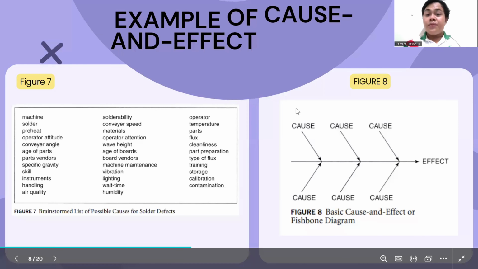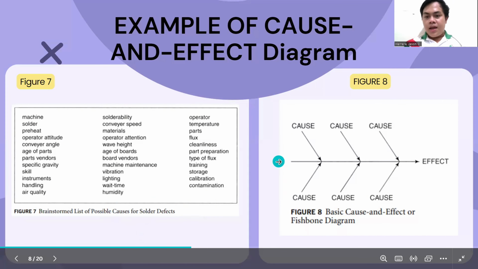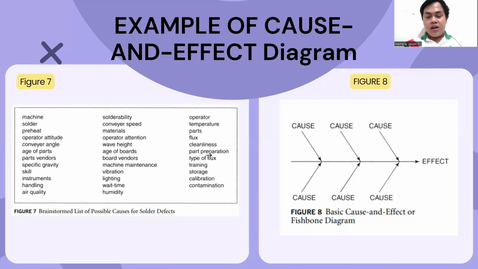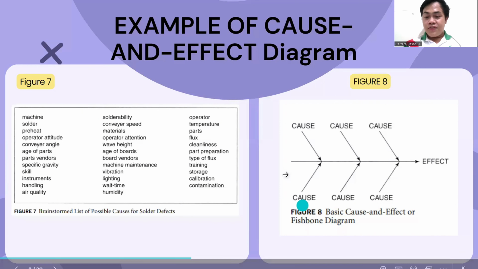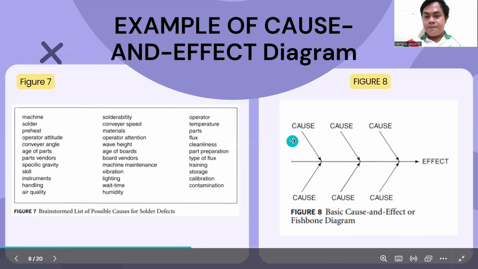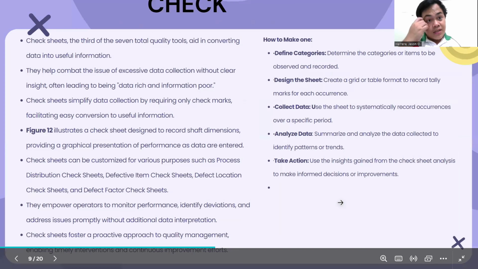Okay, this is the example of a cause and effect diagram. In Figure 7, you can see that all of this is the list of possible causes of solder defects. And how to make the Ishikawa, or the cause and effect diagram: you can actually put the cause on this side, and this side is the head of the fish, which is the effect. This is the figure of the cause and effect diagram, the fishbone diagram.